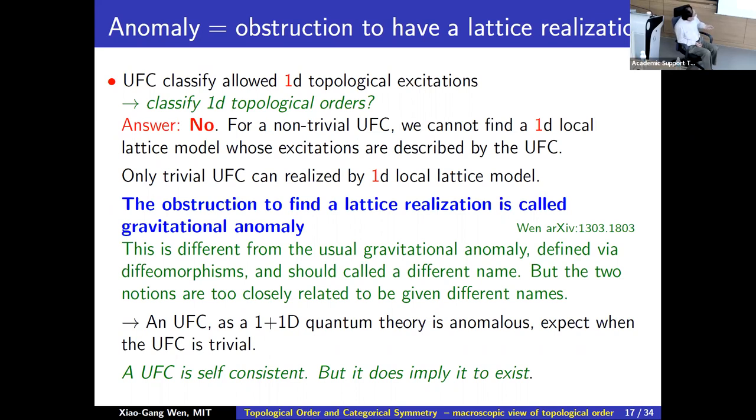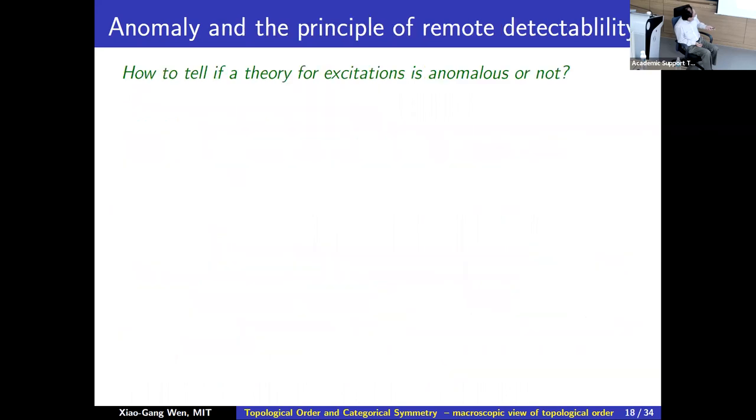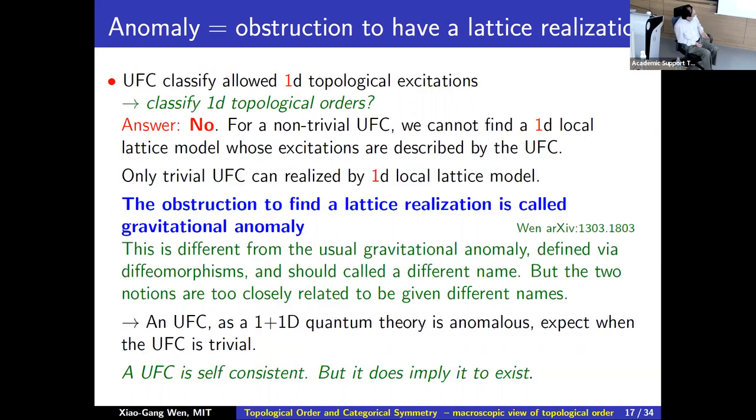Previous speaking, I don't have any. I think I did understand. So why does this 1D theory have such an anomaly? Can I have some picture?